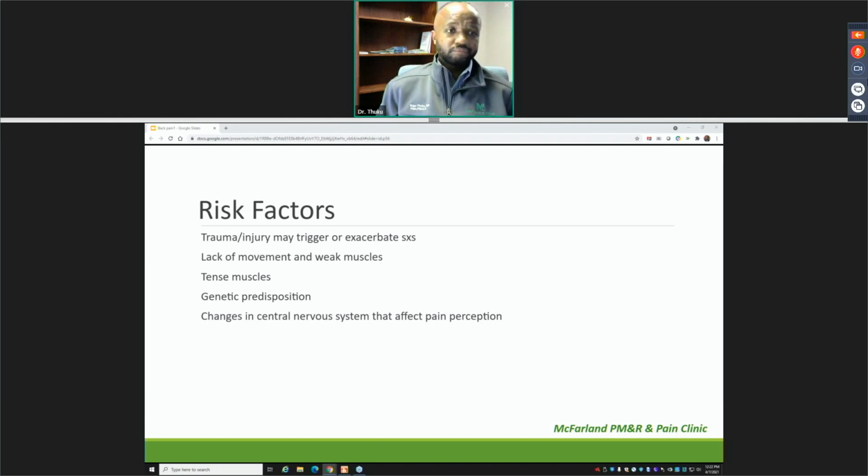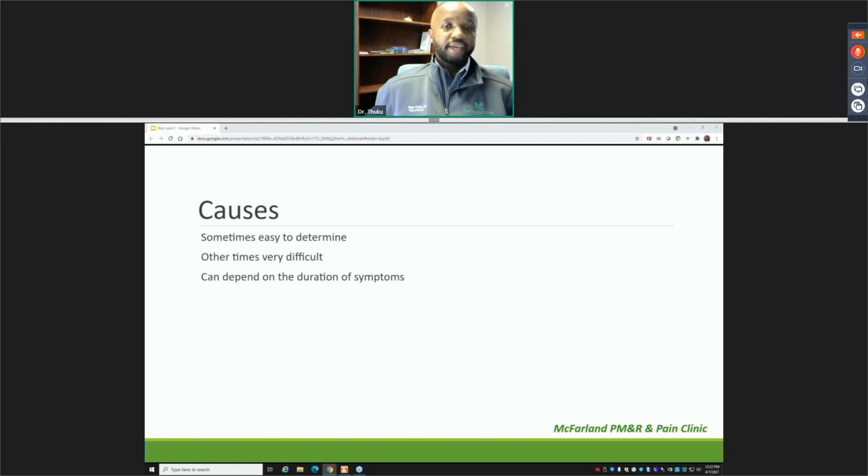For exercises with back pain, it just strengthens the muscles, and the muscles can support the joints and discs better. Well, there's also genetic predispositions and changes in the central nervous system, but that tends to happen a lot over time, especially with chronic pain.